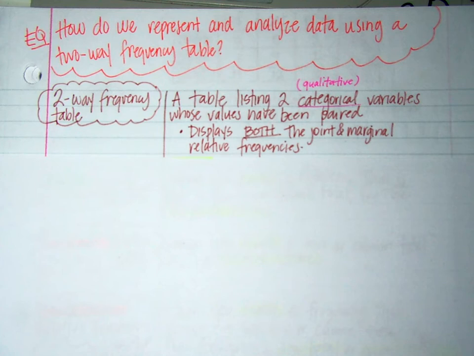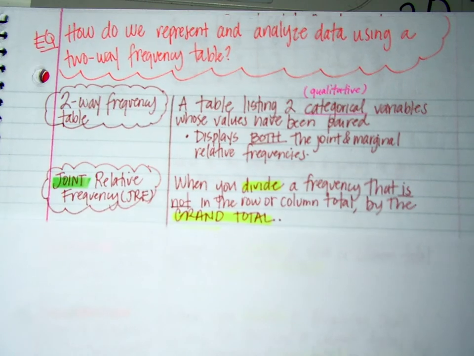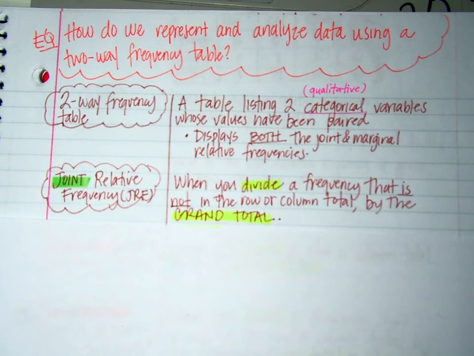And this table is going to display both the joint and the marginal relative frequencies. So before we can move on with that, we need to define what joint and marginal relative frequencies are. For joint relative frequencies, that's when you divide a frequency that is not in the row or column total by the grand total. As you can see, I've highlighted divide by the grand total in yellow, and my joint relative frequency is going to be green.